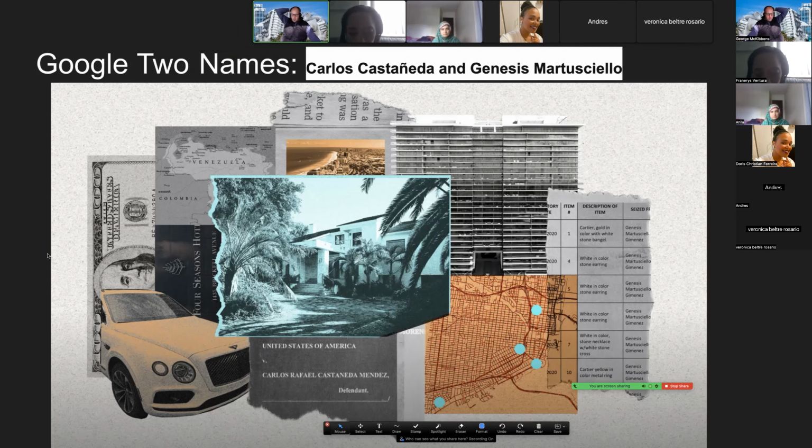We see a Bentley, a $100 bill, papers from court, items that are listed. Looks like very expensive items. This looks like a garage. This looks like a postcard, a map of Venezuela. What in the world is going on?